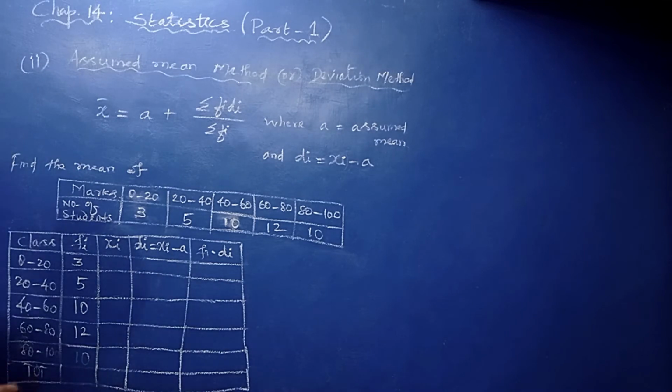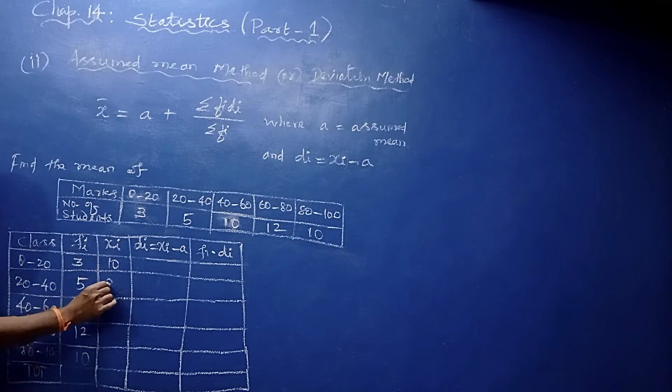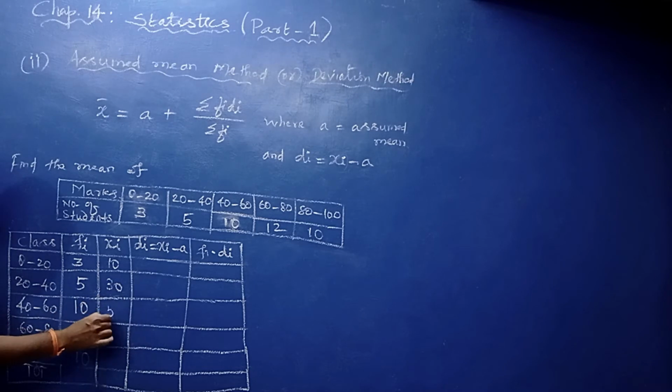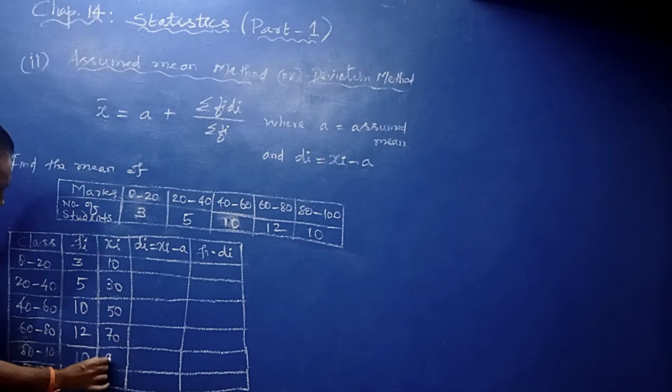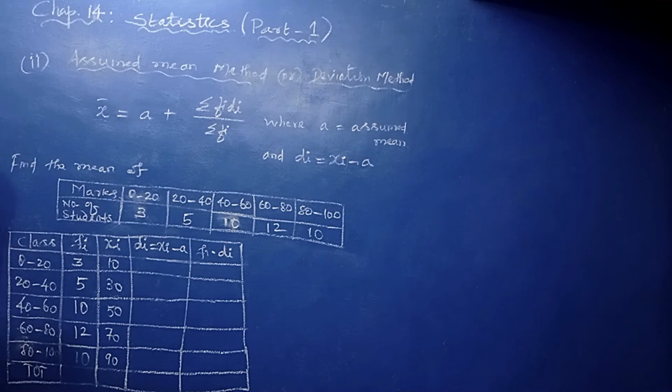So now it is given the class, you write as usual, then fi you write, then xi is as usual, you have to find out the mid value. Xi means mid value. So what is the mid value? Both added, divided by 2, means 10. Then class size is what? 20 here. So 20 added means 30. 30 again 20 added means 50. Again 70. 90. Right? You will get that as the mid value. 0 and 20, mid value is 10. 20 and 40, mid value is 30. How are you getting it? Both added and divided by 2, you will get it, right?